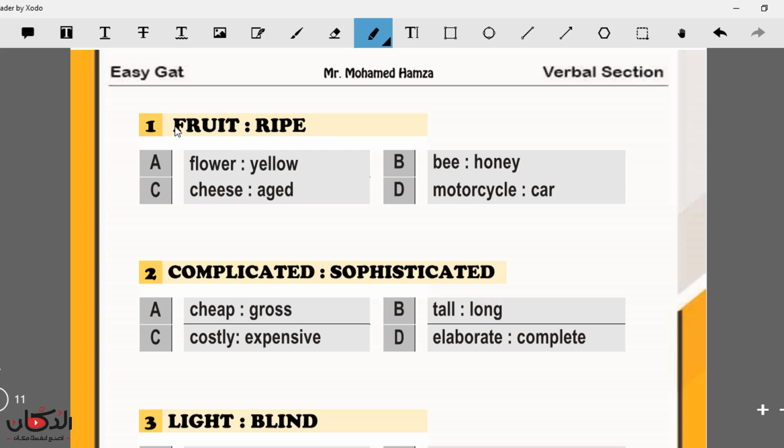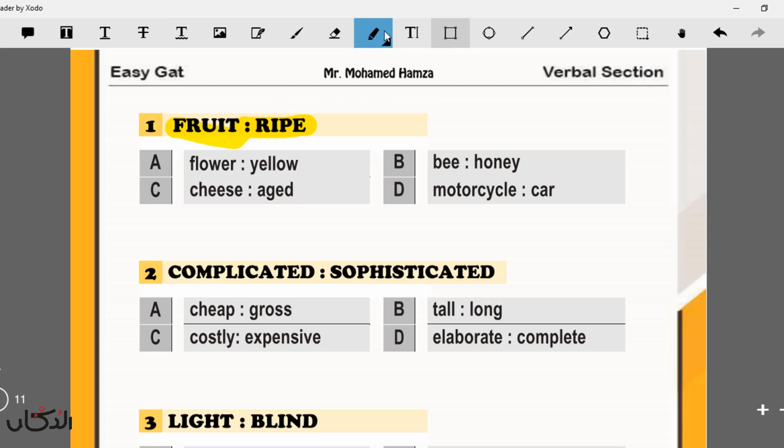The relationship is an object with its characteristic. Yeah, the fruit is ripe. Take care that fruit is a noun and ripe is an adjective.